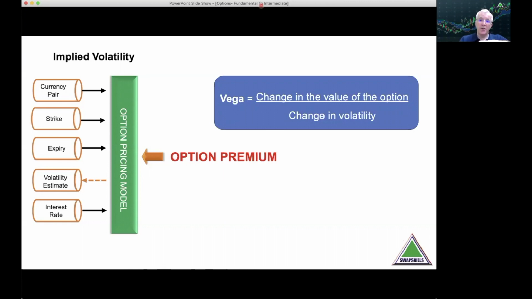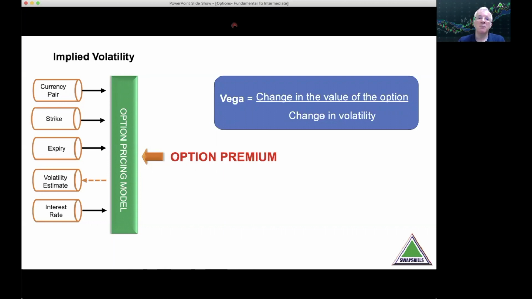I did tell you that if volatility rises, say it goes from 10% volatility to 11%, the more I will charge you. That change in value, going up 1% in volatility, is what we call vega. You'll hear people talk about the Greeks.